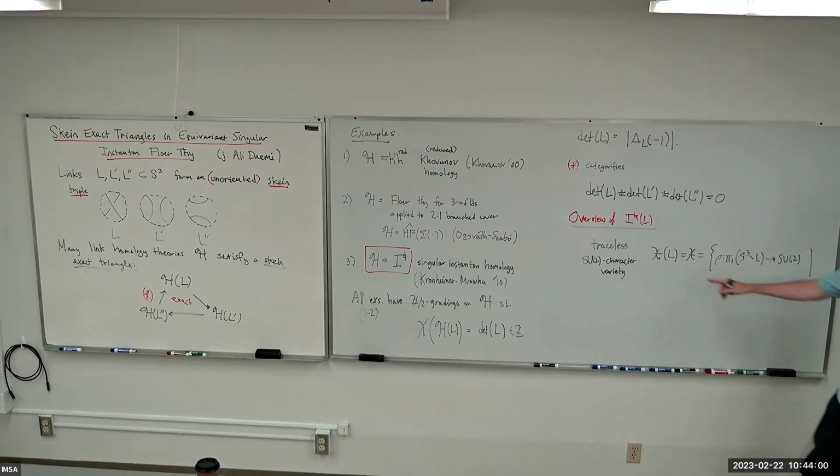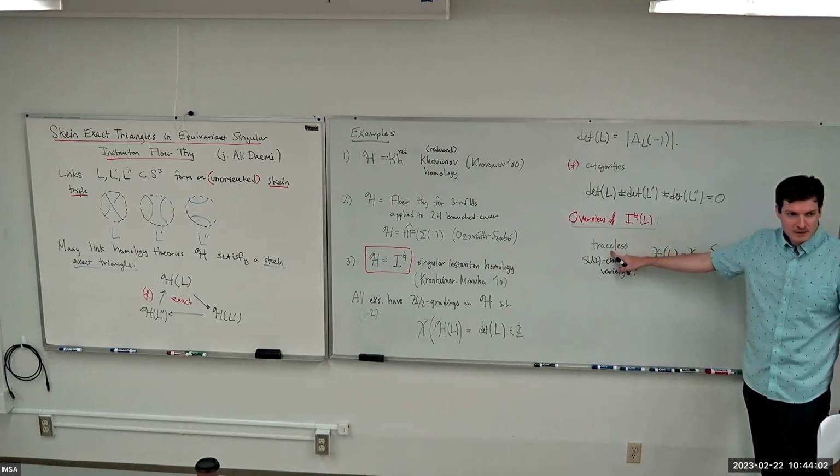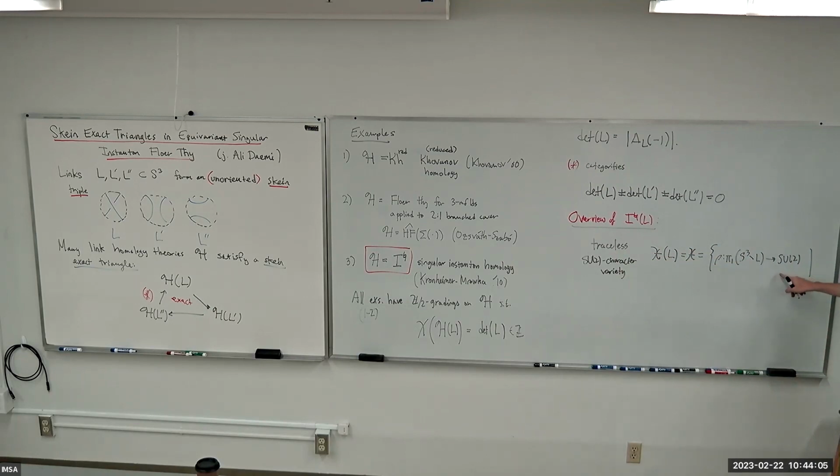And the condition you put on those homomorphisms is that they're traceless, by which we mean that if you look at the trace of your homomorphism evaluated on any meridian of the link, you get something traceless. So here mu is any meridian of L, and you mod out this set of representations by an action, which is the conjugation of SU(2) acting on your homomorphisms rho.